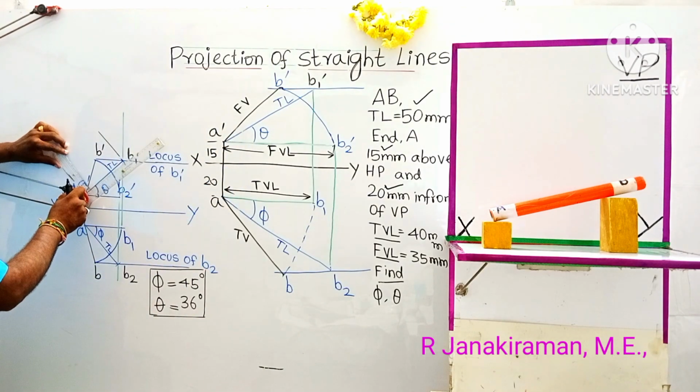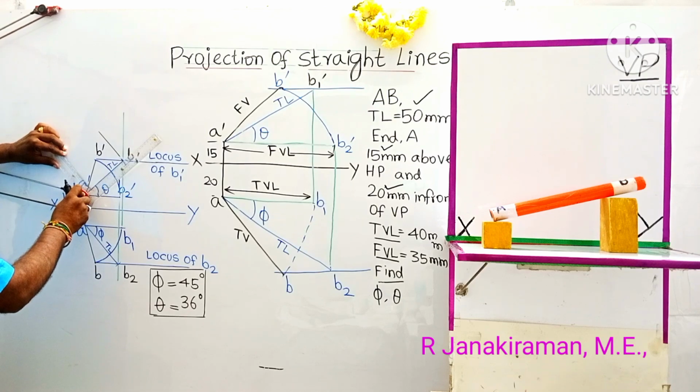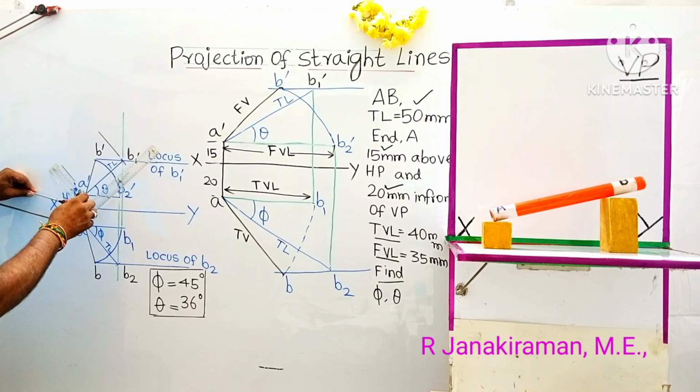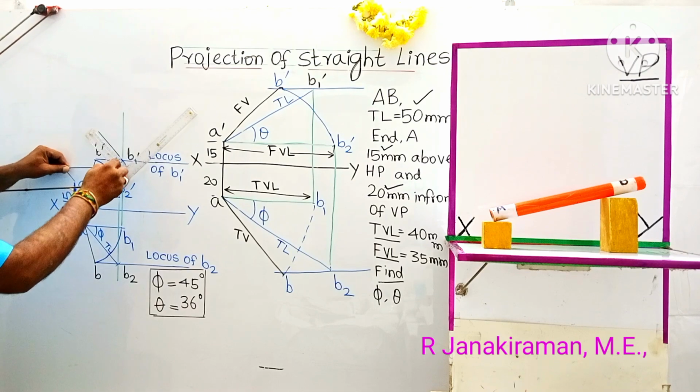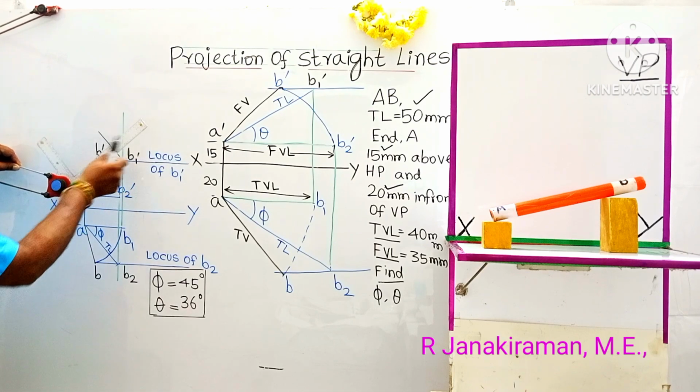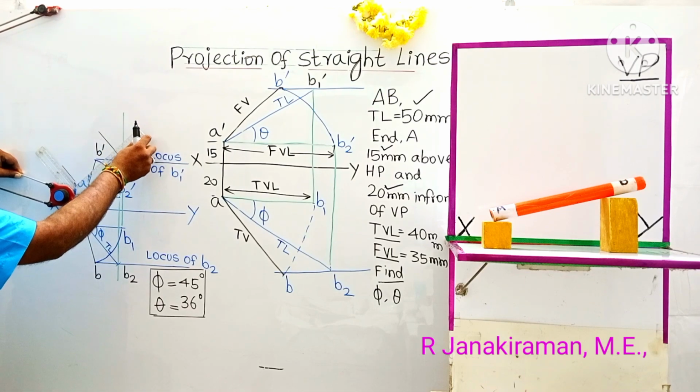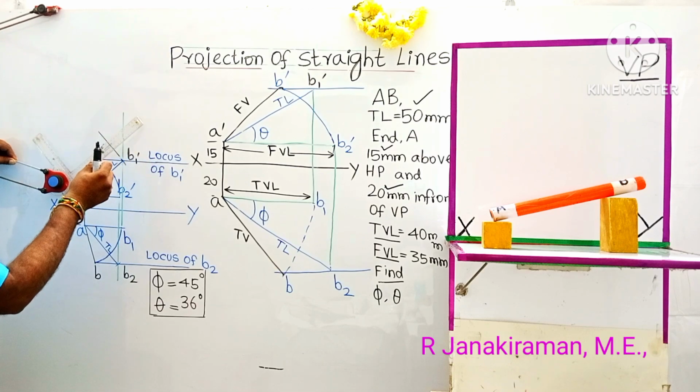Then you draw the dimension line parallel to the extension line from A dash and the extension line from B1 dash. Then you draw the dimension line parallel to A dash B1 dash.